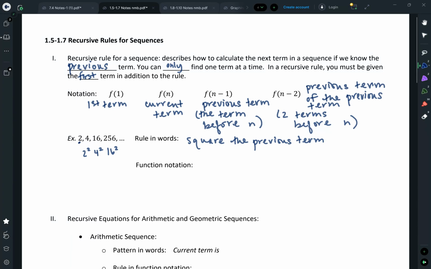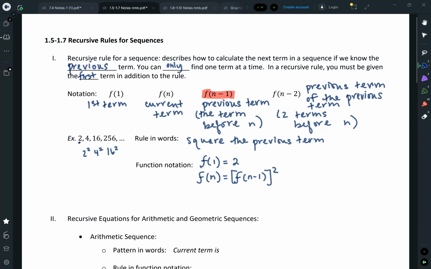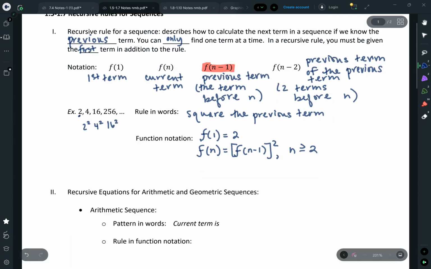So the way I would write that with function notation is, first of all, I'm going to write my first term. So f of 1 equals 2. And then I'm going to say to find the nth term, I want to square the previous term. So previous term, I'm writing as f of n minus 1. That's my previous term. So I'm going to say take f of n minus 1 and then square it. And this is any time after the first term. So that means my n has to be greater than or equal to 2. So this is just to give you an idea of what recursive rules look like.